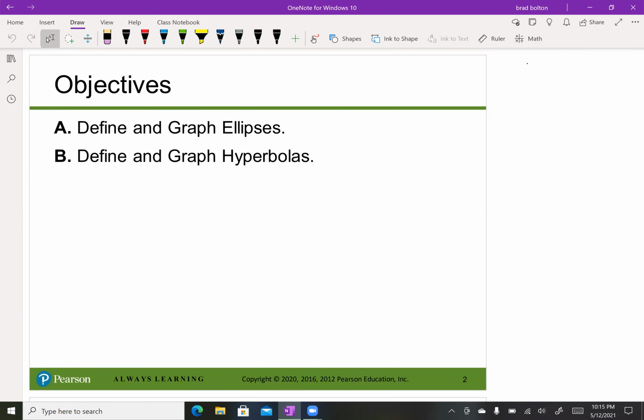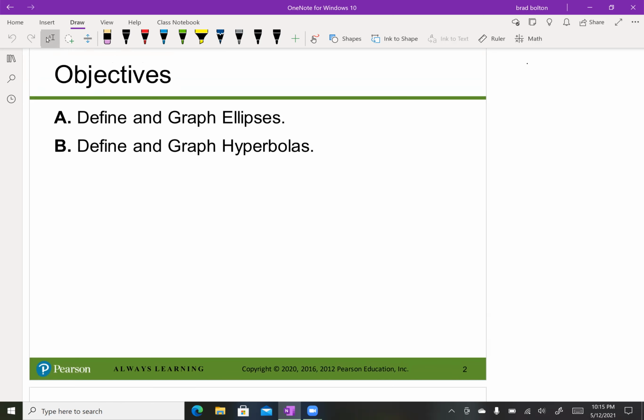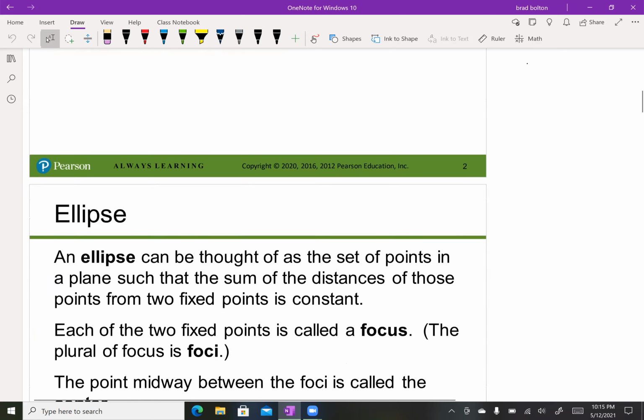If you go on to college algebra, you'll spend another couple sections on these and you'll learn more about the focus and the directrix. Well, that's for parabolas, I'm sorry, but you'll learn more about the focus and everything like that. So the first thing, we're going to define and graph ellipses. We're going to define and graph hyperbolas. So that's the main section.